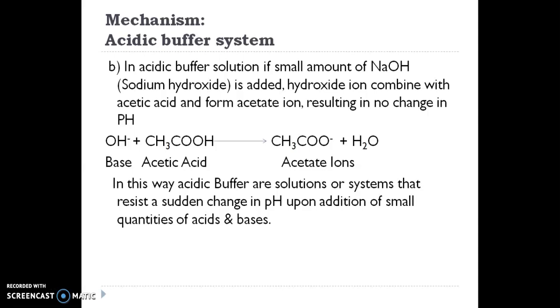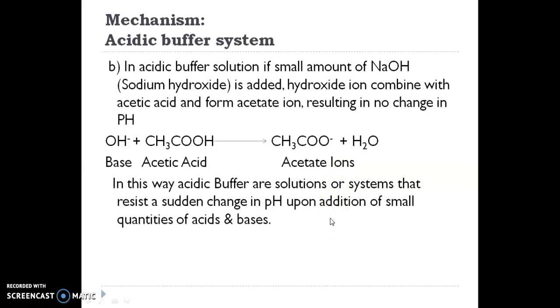So now when you are adding the sodium hydroxide, that time that OH minus from sodium hydroxide reacts with the acetic acid and it forms again acetate ion as well as the water. As we all know, water is neutral in nature, so again there is no change in pH, as well as acetate ion also does not cause any change in the pH of any solution.